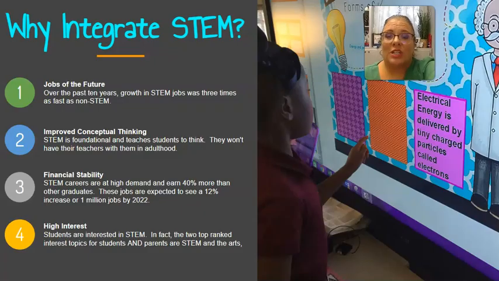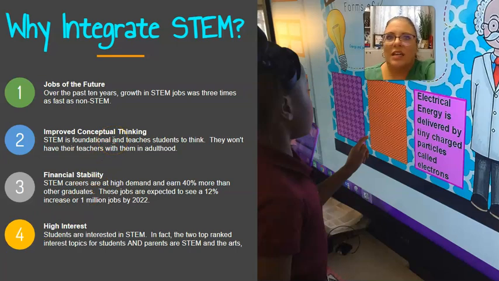So why should you integrate STEM? You can Google and find the drastic increase of jobs. This data is constantly changing. It is the jobs of the future. STEM involves so many elements of those jobs. In fact, many of the jobs that you're preparing your students for don't even exist. But the skills that they develop through STEM integration will align with these jobs that are going to be available in the future. It improves conceptual thinking.